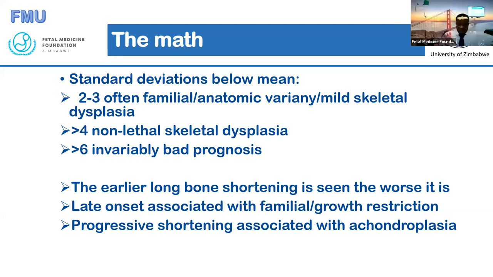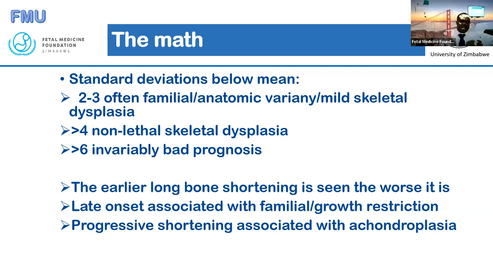Late onset might be associated with familial short stature or growth restriction, which means we need to know at what gestation we diagnose the shortening of the femur. Early on in pregnancy, it is associated with a worse prognosis. That's why we counsel the mother that this is a worse prognosis when we have diagnosed early, and we entertain other differentials like familial short stature or growth restriction when it is late.